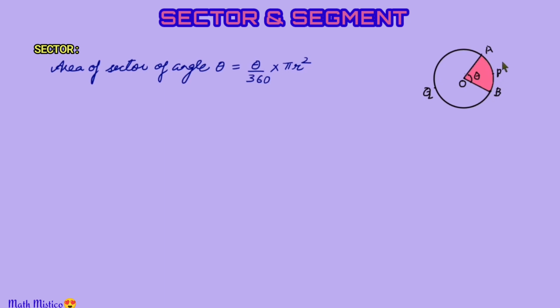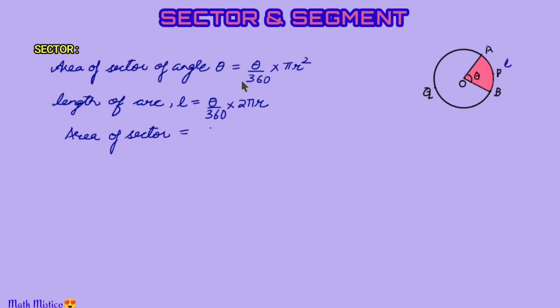If the minor arc APB has length L, then we can also find the formula for calculating L. The complete length of the circle is 2 pi r, which corresponds to 360 degree central angle. Therefore, L being the arc corresponding to angle theta, its length will be theta upon 360 into 2 pi r. Substituting this value, we can find out another formula for area of a sector.